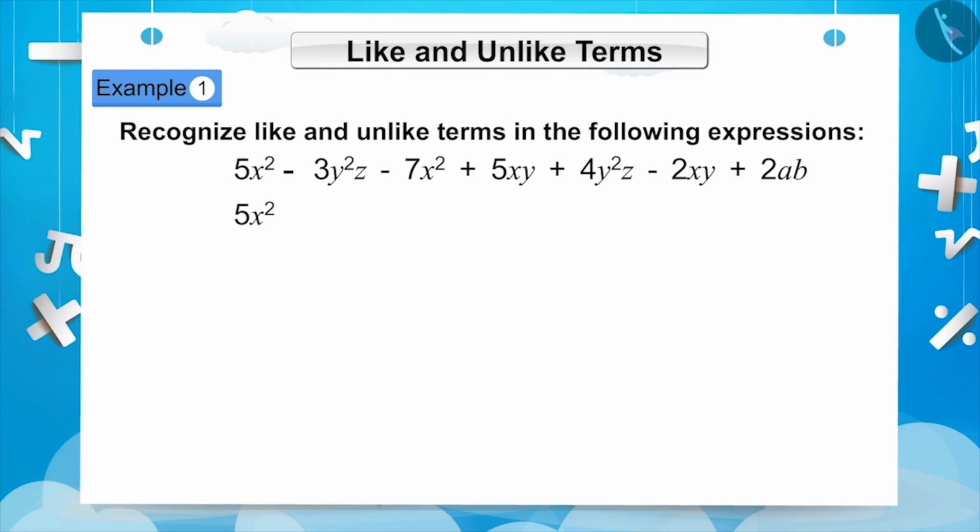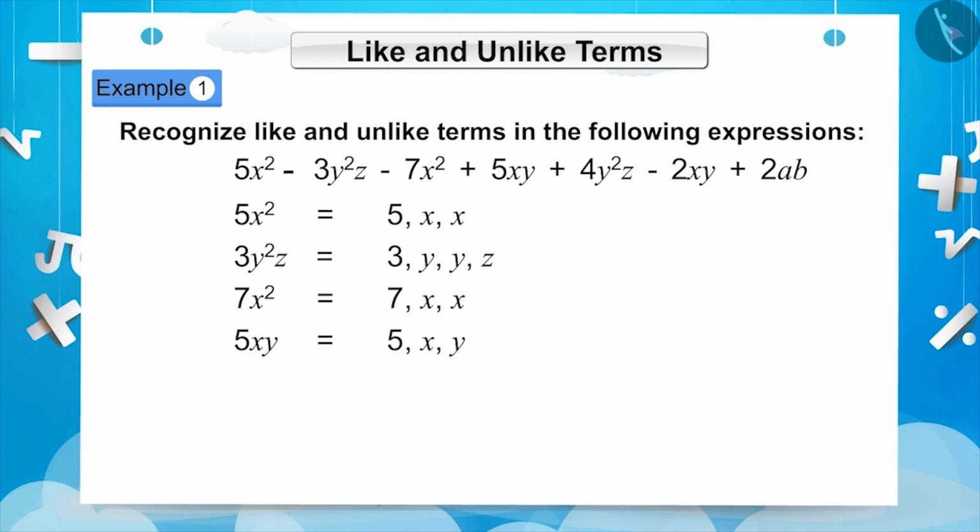The factors of 5x square are 5, x, x. The factors of 3y square z are 3, y, y, z. The factors of 7x square are 7, x, x. The factors of 5xy are 5, x, y. The factors of 4y square z are 4, y, y, z. The factors of 2xy are 2, x, y, and the factors of 2ab are 2, a, b.